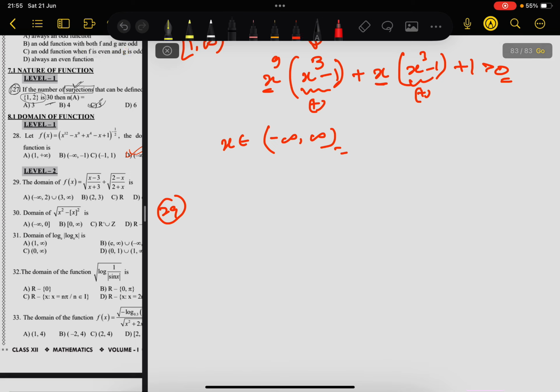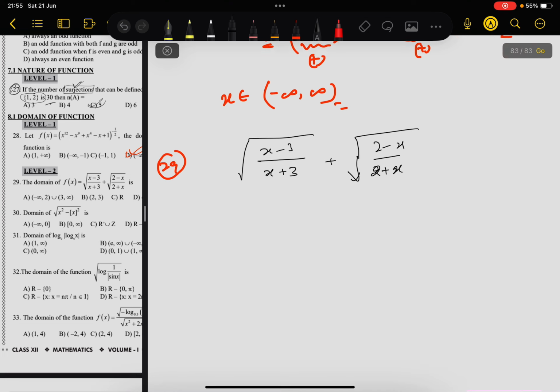In question number 29, we need to find the domain. As I discussed in the class also, the roots should be defined. So we have the root of (2 minus x) divided by (2 plus x), and the root of (x minus 3) divided by (x plus 3). We only need to make the roots defined, and wherever the roots are defined, that will be our domain. So here (x minus 3) divided by (x plus 3) should be greater than or equal to 0, because a root is always defined for positive or 0 numbers.